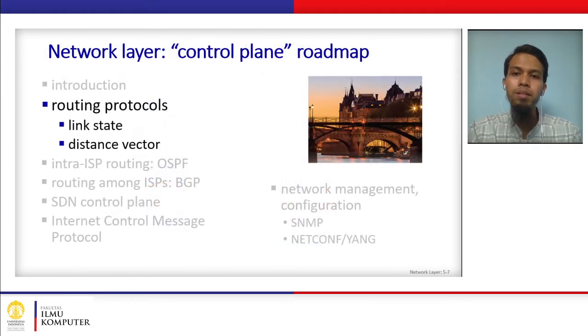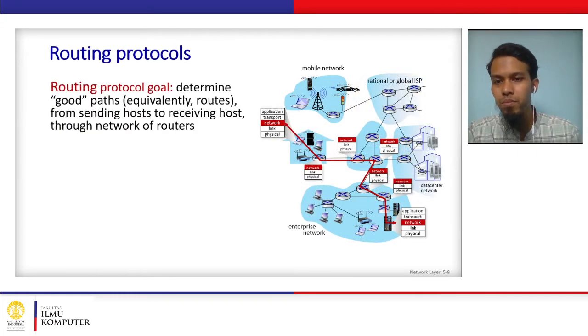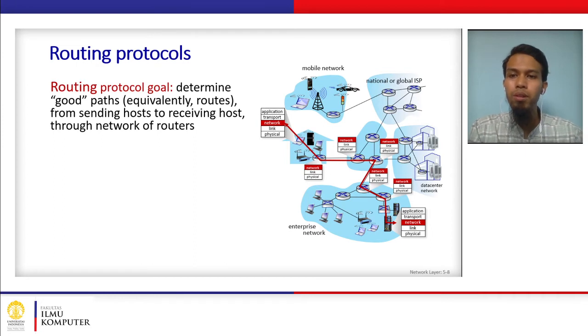Okay, so basically that's some introduction about the control plane. Before we go into specific link state and distance vector algorithms, we'll discuss a little bit about routing protocols. The goal of a routing protocol is to determine good paths or routes from the sending host to the receiving host, so basically from sender to receiver, through a network of routers.